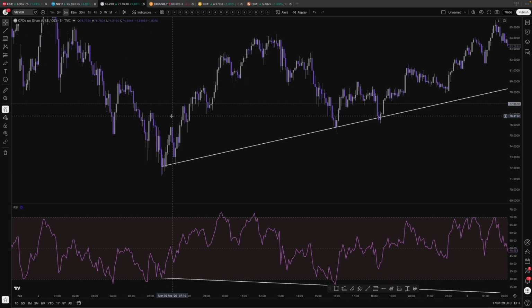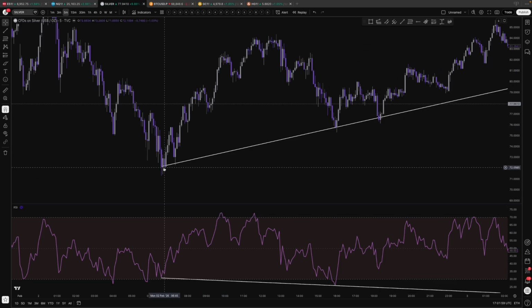Then we have hidden divergences, and hidden divergences are much better for trend continuation trades. So if you're building up positions, if you're more of a position trader, it's a great way to slowly build up that position. Great for continuation trades, all right? So what we are looking for here is just the opposite idea. Let me just move this real quick up here.